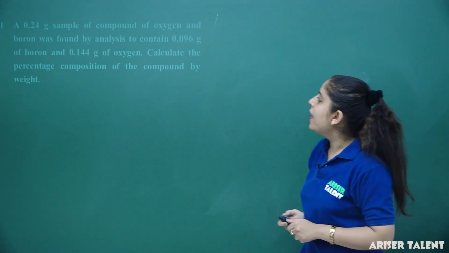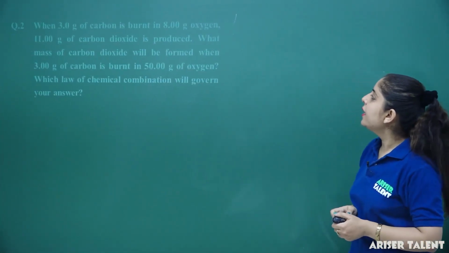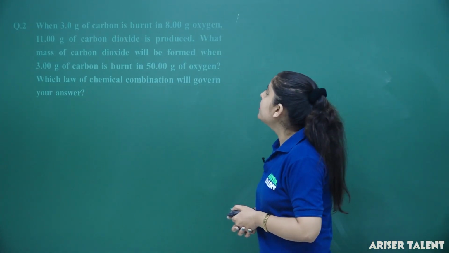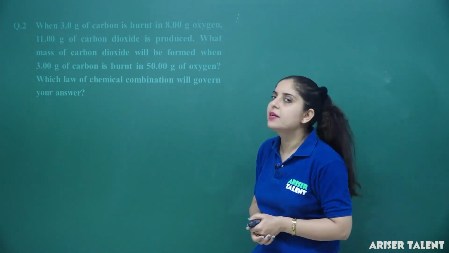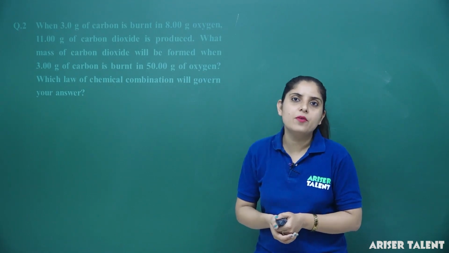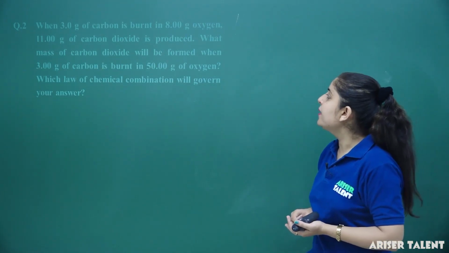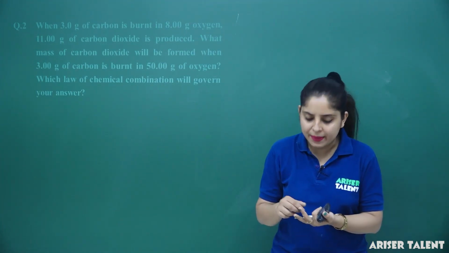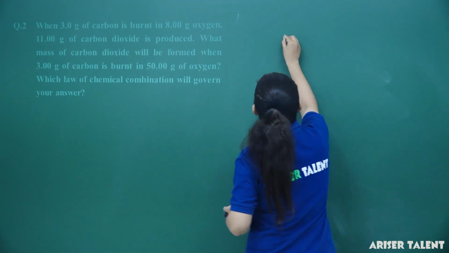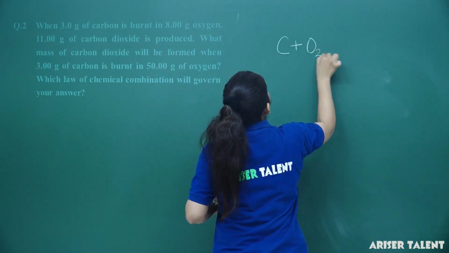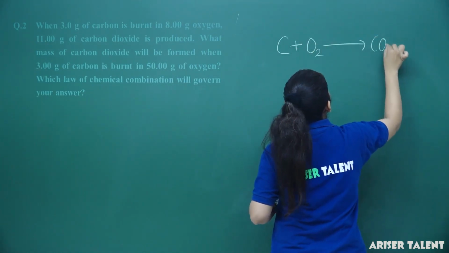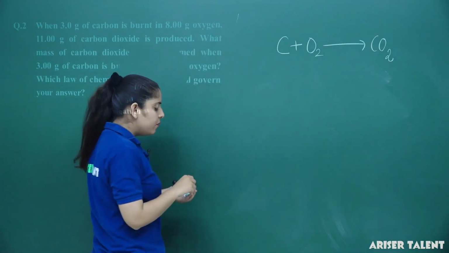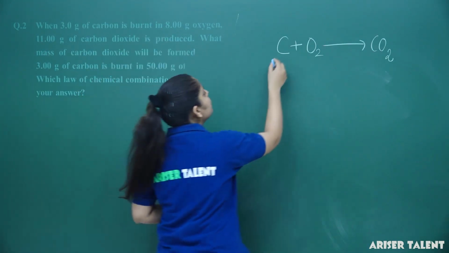The second question we have is, again we have a numerical problem. When 3 gram of carbon is burnt in 8 gram of oxygen, it is giving 11 gram of carbon dioxide. So firstly, when carbon is going to react with oxygen, it is definitely going to produce carbon dioxide. Clear? So C plus O2 will give you CO2.